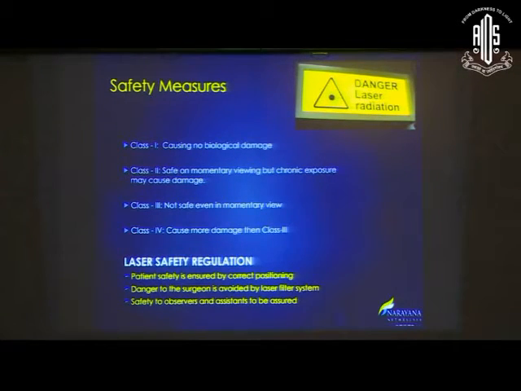So a couple of safety measures. Class 1 lasers are safe, they do not cause any biological damage, and up to class 3, where it is not safe even for a momentary view, and class 4 can cause even severe damage. Some of the laser safety regulations are that patient safety should be ensured, making sure there is correct positioning, and you know the amount of damage that it can cause. So if you're doing a PRP with very high burns, you should ensure that the macula is not targeted even by mistake. There's also danger to the surgeon, and this is usually avoided by having a filter system. And if you're having a teaching system where you want to show your fellows or there's an observer, it's always good to give them protective glasses.